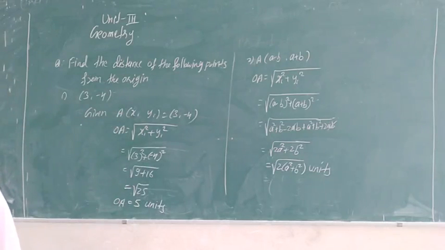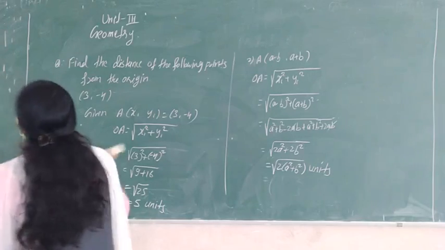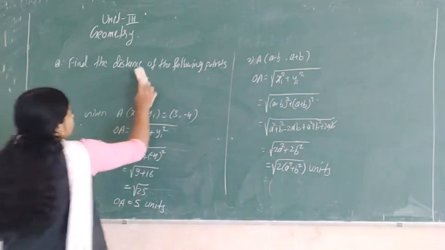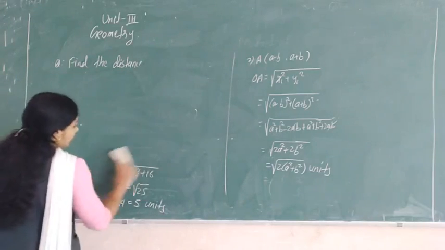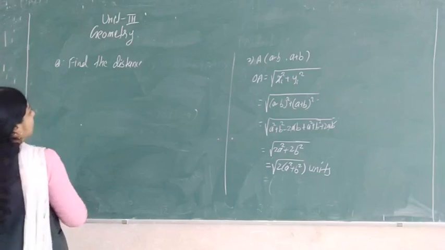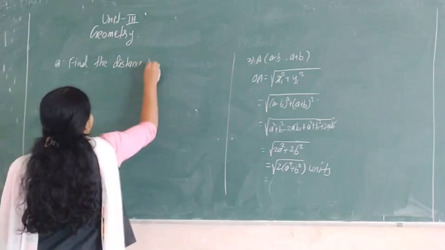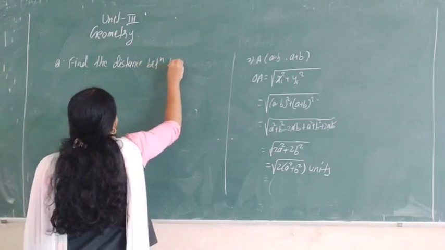I will do that for the PDF. Okay, next is find the distance between the 2 points. This is from the origin. Then next we are having find the distance between 2 points.